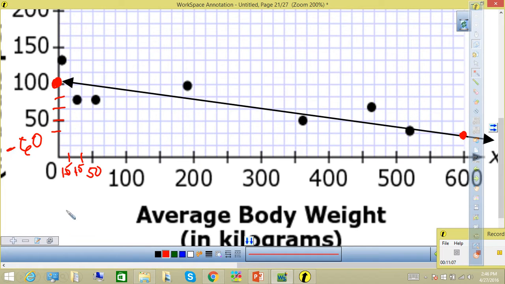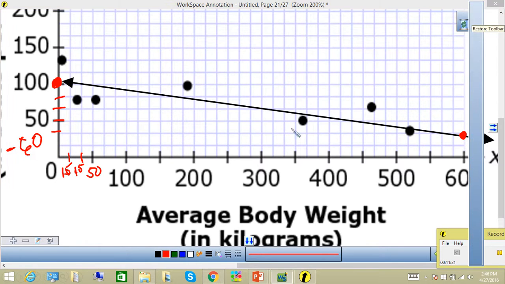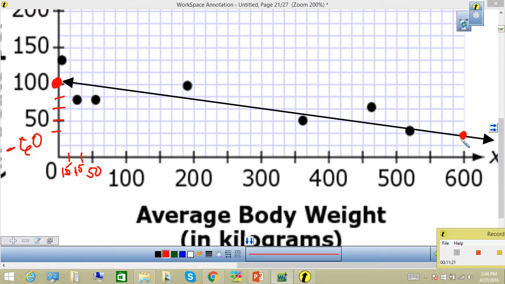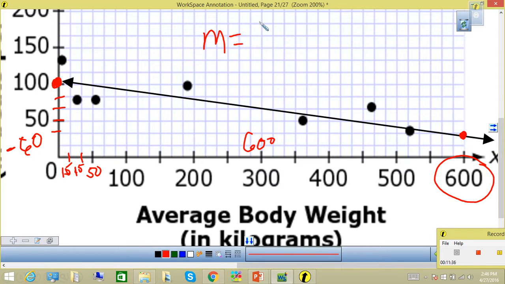Are we there? Now from here to here, what is the run? From here to here, how many steps this way? 600 steps. So the run is 600. Everybody see that? Therefore, my slope is rise over run, which is negative 60 over 600.